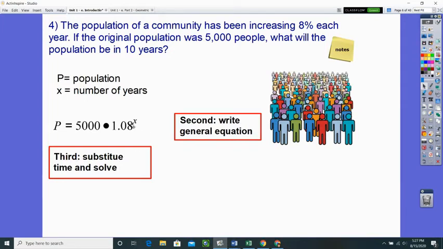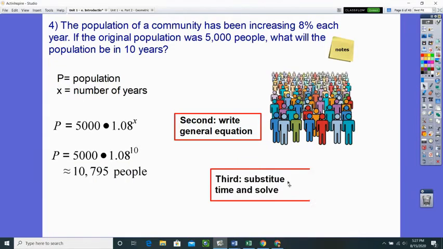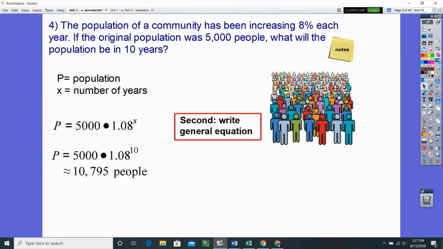Next thing we're going to do is substitute the 10 in for the X, and you're going to show me that, and then pick up your calculator. Take 5,000 times 1.08, raise it to the 10th power, and the new population of this community would be 10,795-ish people. Now you had a decimal. We're going to go to the whole person, not leave a decimal out there. And to be honest, whether you round up or round down with people, we can talk all day long as to whether we should cut that person off or count them as part of a person. So I will accept it either way. Okay, so that's exponential growth.